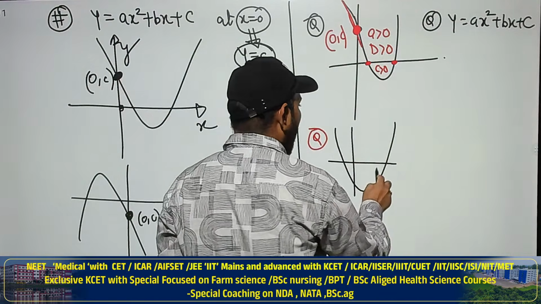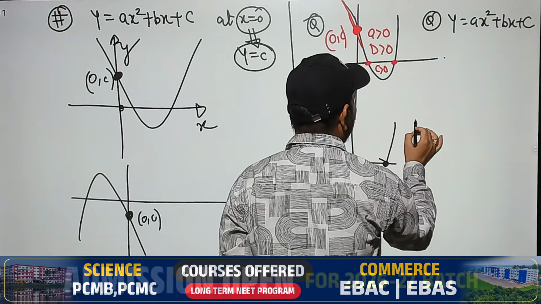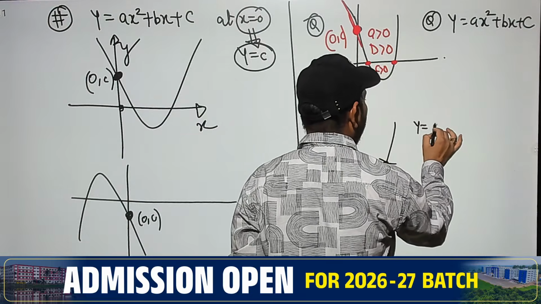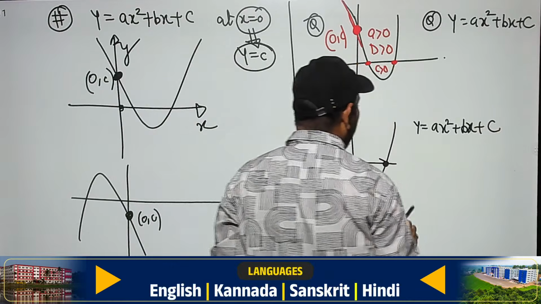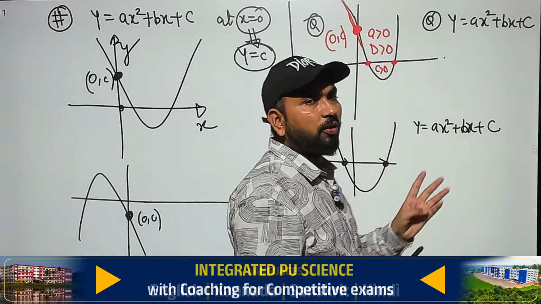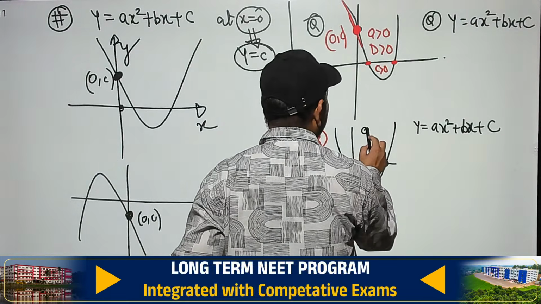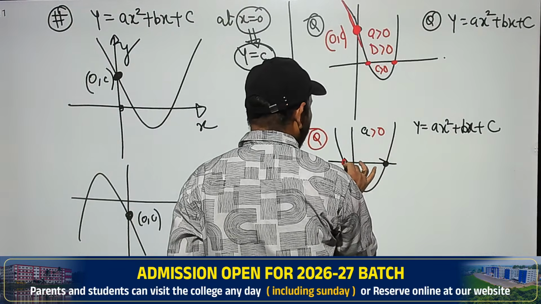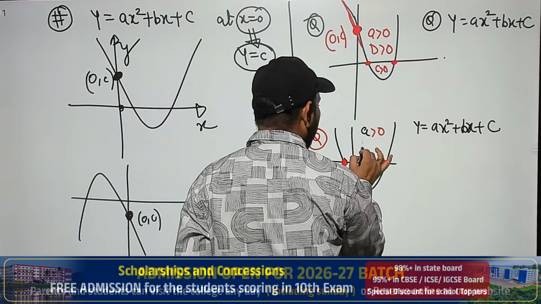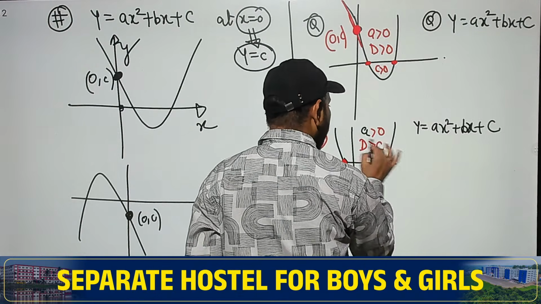Now identify, I am writing the same function: y is equal to ax square plus bx plus c. You need to identify the sign of a, c and D. So you can say, sir, it is an upward parabola, so a is positive. This is cutting at two real points, it means D is positive.